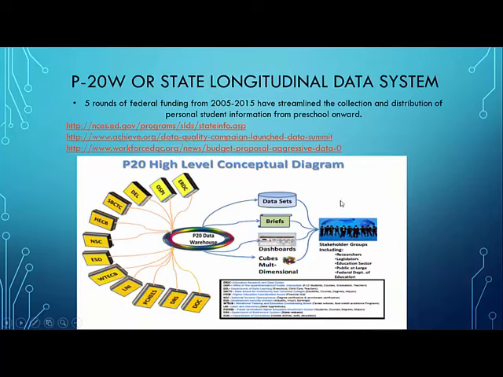Okay, so this is what we have after 5 rounds of federal funding. What we have is a streamlined collection and distribution of personal student information from preschool onward. So P stands for preschool, 20 is beyond, and W is workforce. I wanted to share this picture, which came from a slide presentation done by the P20 steering committee for stakeholders that were participating in the development of the P20 system.